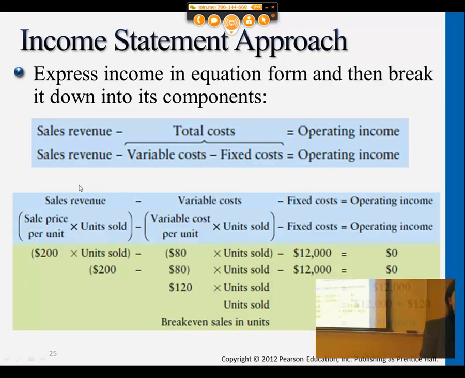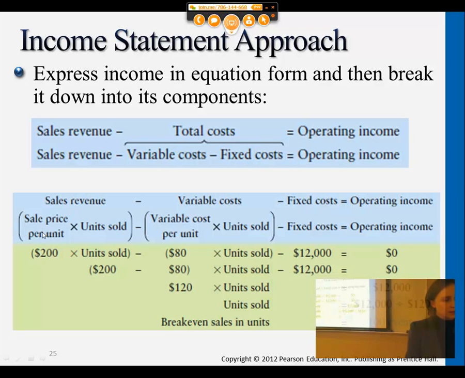Sales revenue is your sale price per unit multiplied by the units sold. We're just going to split the formula more and more, okay? My variable cost is the variable cost per unit multiplied by the units sold. Makes sense, right? Then we have our fixed cost and the operating income. Now we need to put all of this in numbers. In the very beginning I said that when we're trying to calculate the break-even point, operating income is always 0. So I'm going to put this 0 right away.